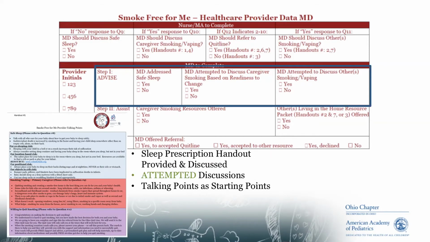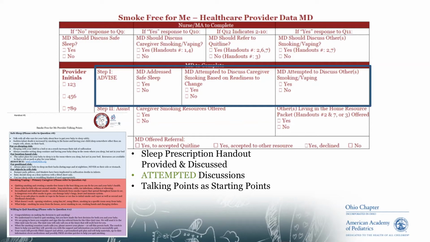So there are a series of resources that we have available to you and that you'll be going home with. We have some talking points. One of the things that I want to emphasize here in this row for advice and advising the patient is attempted discussions. You may open the conversation with the family about quitting smoking and they may shut you down. But you have attempted to have a conversation about quitting, offering resources or whatnot, then you can select yes, I attempted to have this conversation. You may not need to continue or have that full conversation, but you at least try to.